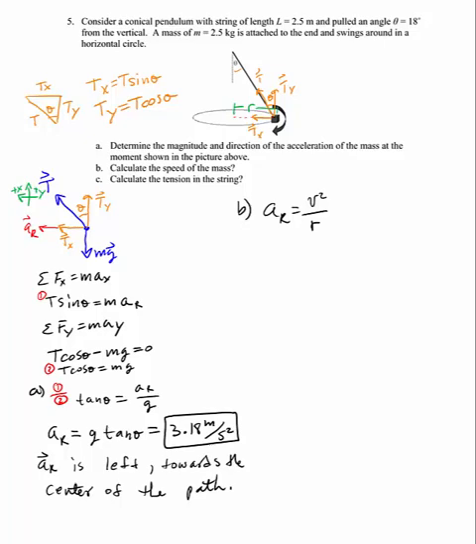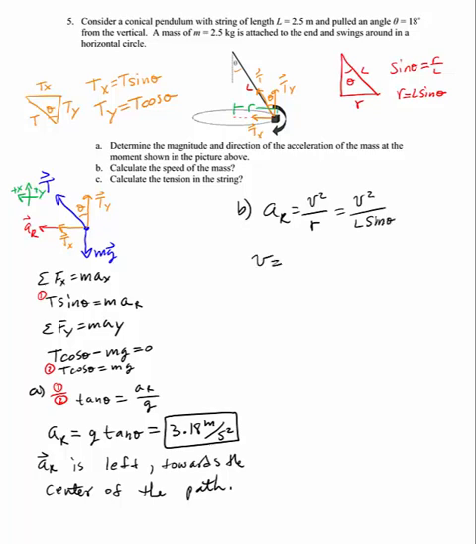L is given. L is the length of the rope there, and I can make a triangle, and I can see if L is here, R is there. There's angle theta. So sine of theta is R over L, so R equals L sine theta. So my radial acceleration is v squared over r, which is v squared over L sine theta.